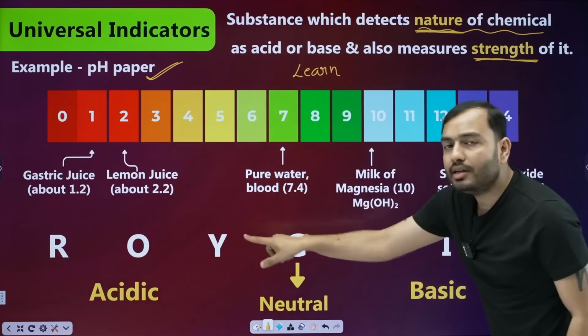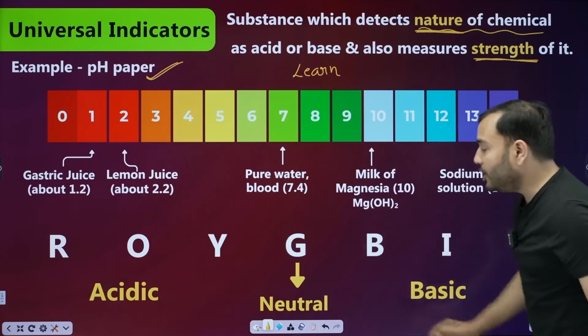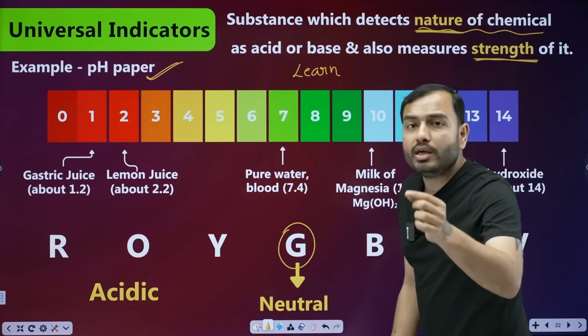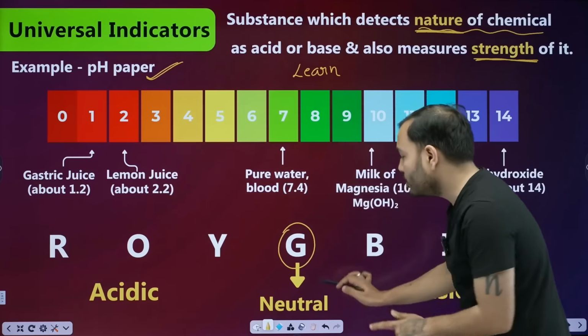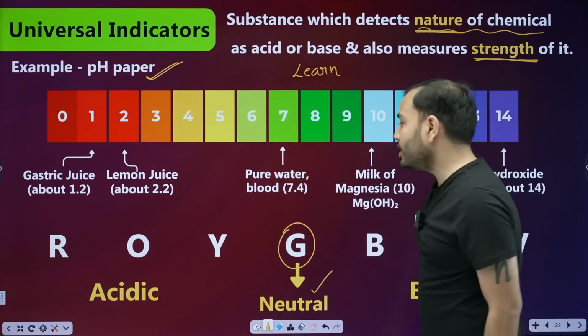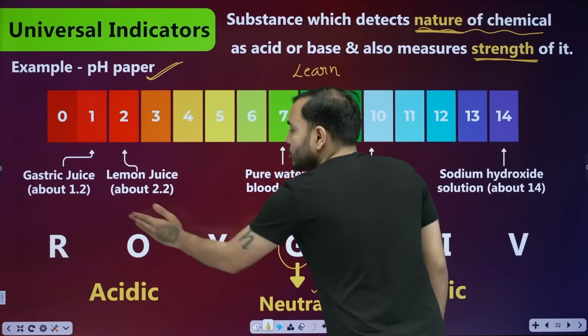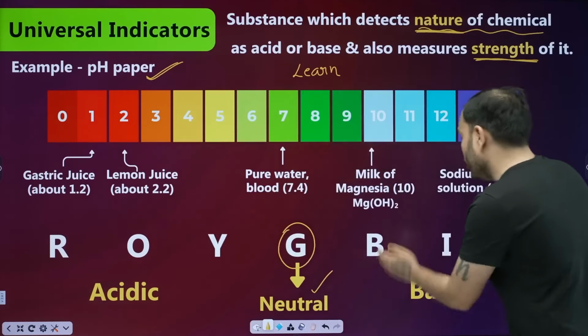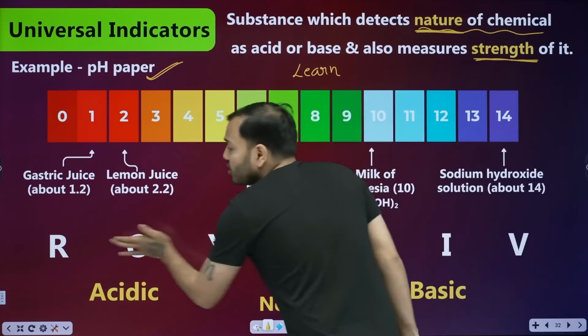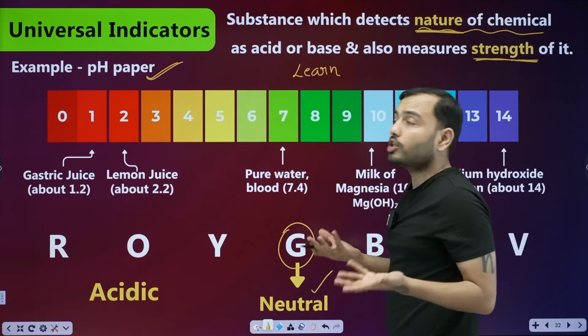There are seven letters in VIBGYOR. In the middle comes G, that means green. So if something shows green on pH paper in the middle, then it is neutral. Then the pH is 7. If something is showing yellow, orange or red, then it's acidic. And if something is showing blue, indigo or violet, then it's basic. The more it shows red, the more acidic it is.